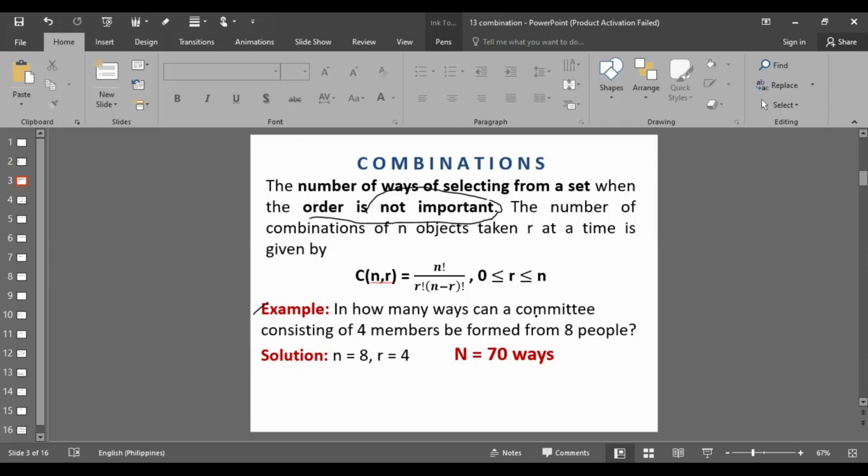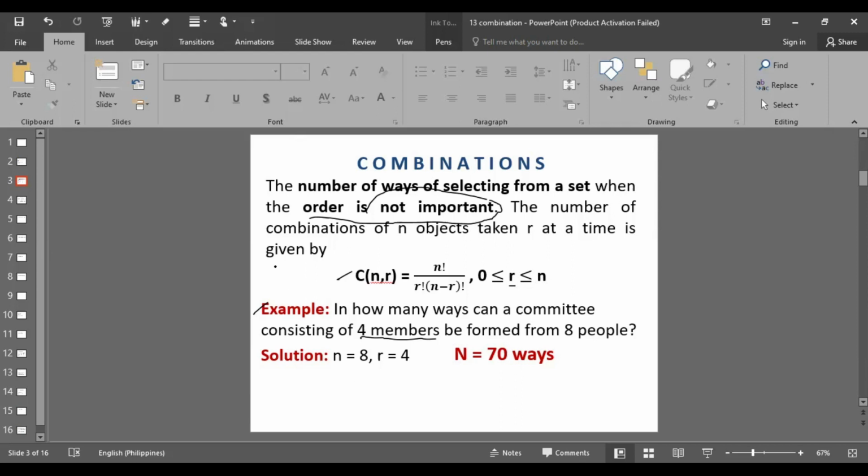In how many ways can a committee consisting of 4 members be formed from 8 people? Diba, order doesn't matter here. Basta member sila ng committee. Okay? And the possible number of combinations of elements can be obtained by using this formula, where R is greater than or equal to 0, but less than or equal to the total number of elements. Equal daw or mas mataas sa 0, pero hindi nalalampas sa total number of elements.